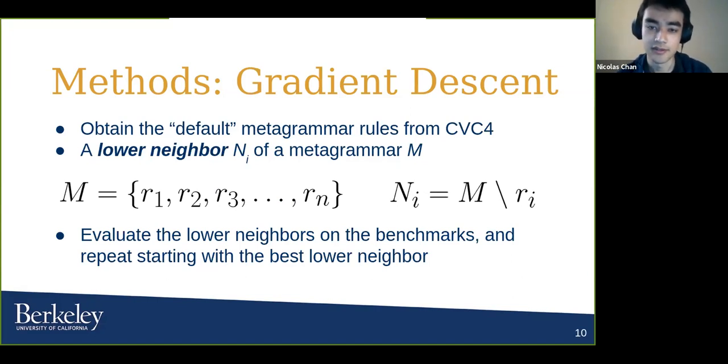So the question is, do we really need all these non-terminals and other rules in the metagrammar? Perhaps a smaller metagrammar would help us find the function that we're trying to synthesize faster. So we're going to perform gradient descent over the space of metagrammars in order to see if we can find a more optimal one. We start with the default, and then we reduce this set by looking at the lower neighbors. If the metagrammar contains the rules 1 through n, then there will be n lower neighbors of the metagrammar. Then we score these, and I'll get into scoring later. We score these, we find the best one, and then we continue the gradient descent from there.